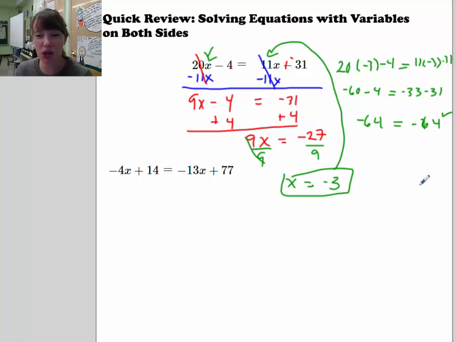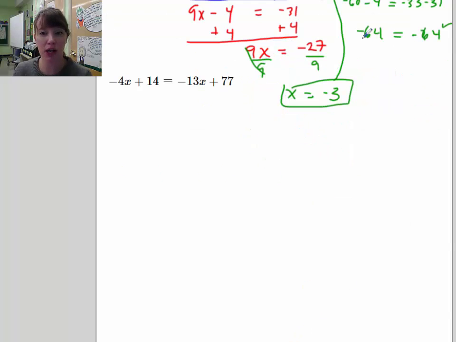Remember, with equations, you can always tell if your answer is right because you substitute the value back in for the x and make sure the left-hand side is equal to the right-hand side. All right, let's do one more example here. So here, again, I have variables on both sides of the equation.